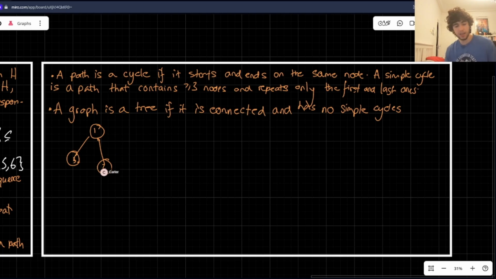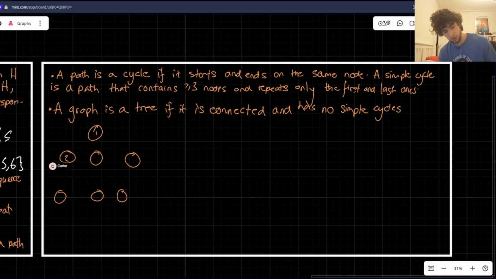In general, more extensive trees look a little bit like this. So you might have 1 here, 2, and let's just do it like this: 1, 2, 3, 4, maybe 5, 6, 7, and then something a bit like this. You can check for yourself that this graph that I've just drawn is connected. In other words, you can get between any two nodes. There's a way to get from 7 to 5: 7 to 3, 3 to 1, 1 to 2, 2 to 5. So for every pair of nodes there exists a path between them, and there's no simple cycle.